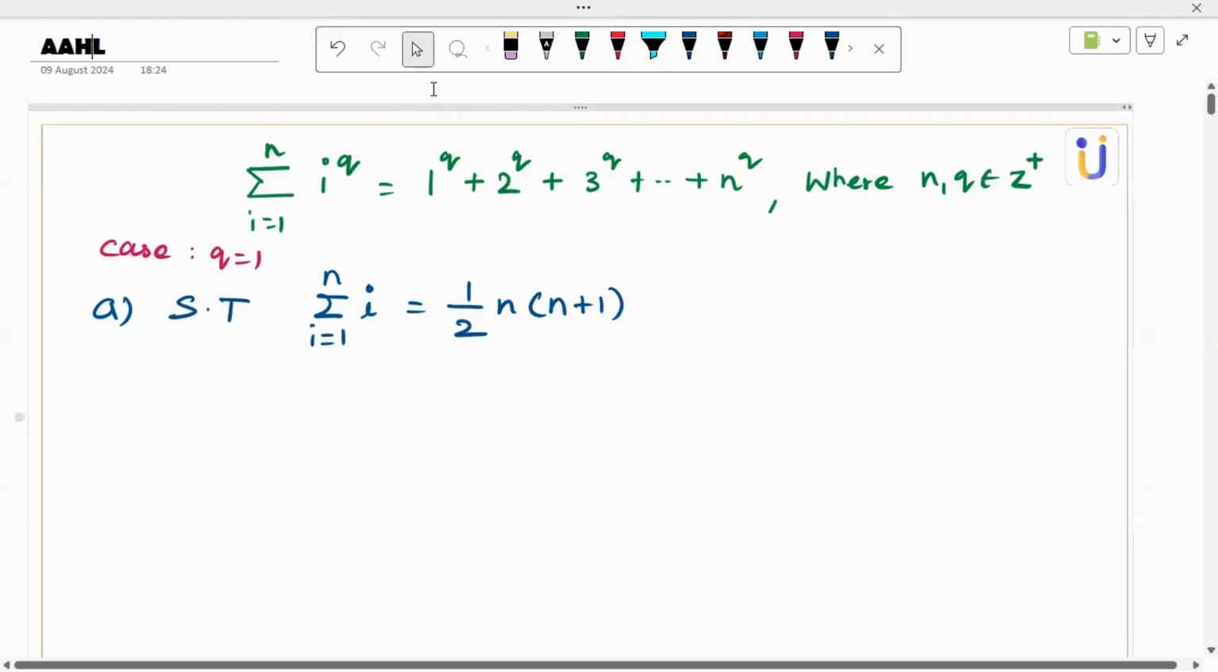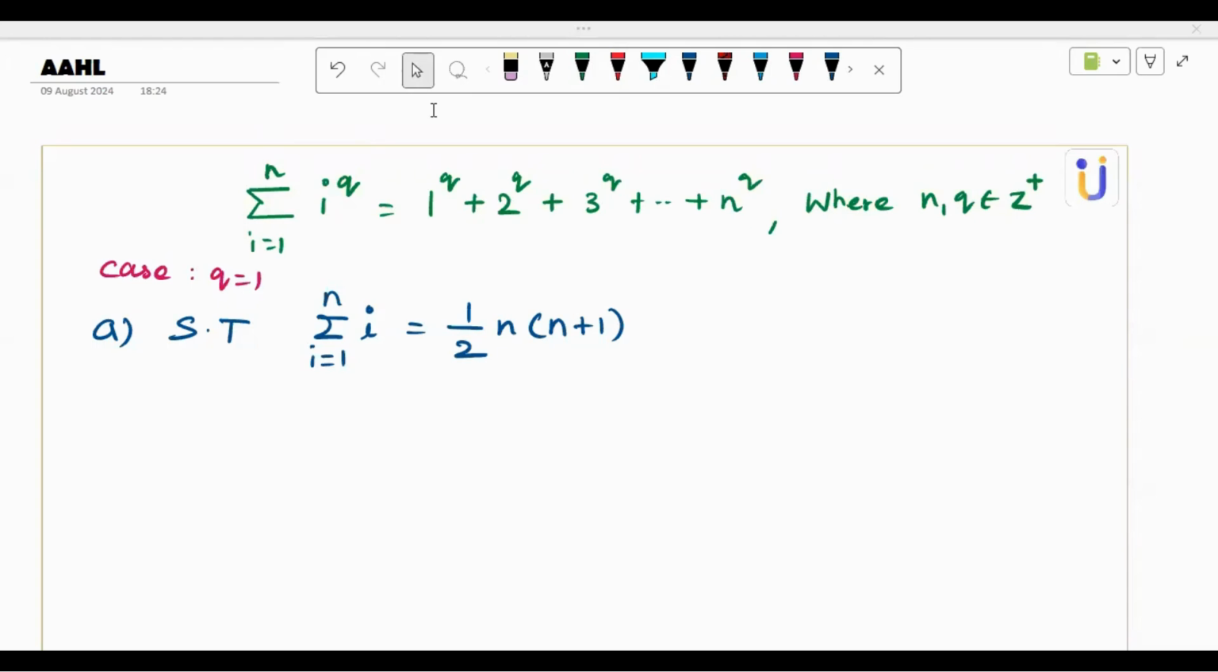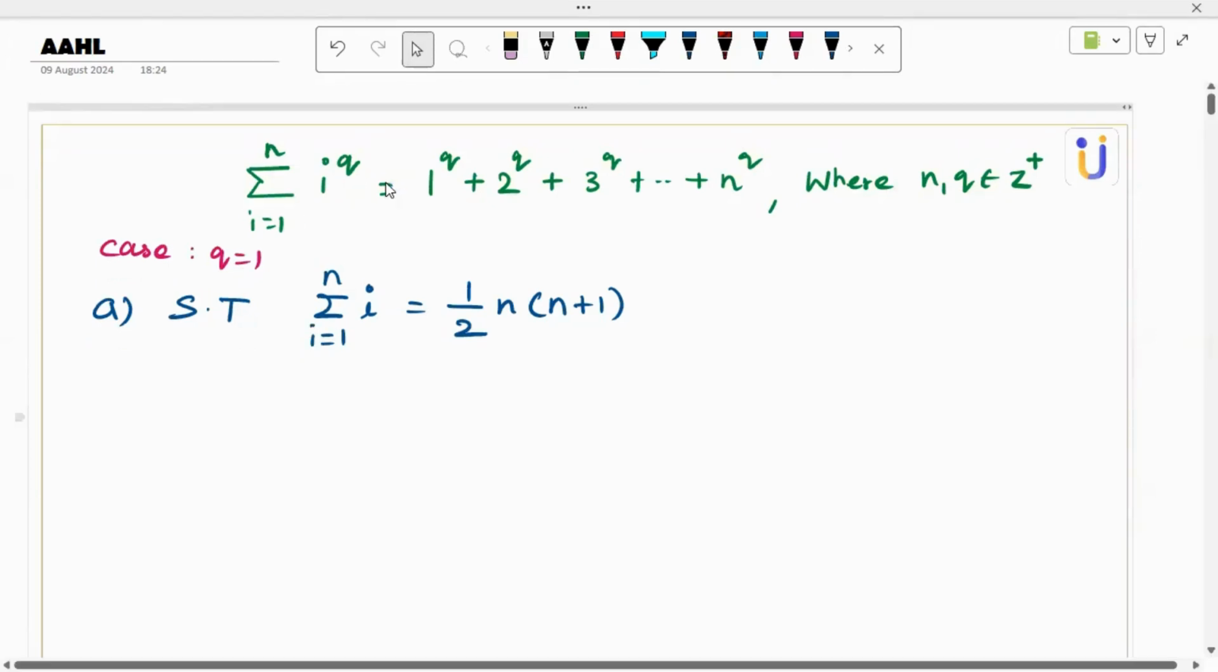Right. So this is the question. We are going to work on the series, and this particular series is sigma i equals 1 to n of i to the power q. When you expand it, we know, when you substitute i equal to 1, it's 1 to the power q, and then summation, so plus the next 2 to the power q plus 3 to the power q and so on. We're going to proceed till n to the power q. And n and q both are positive integers, 0 is not included.